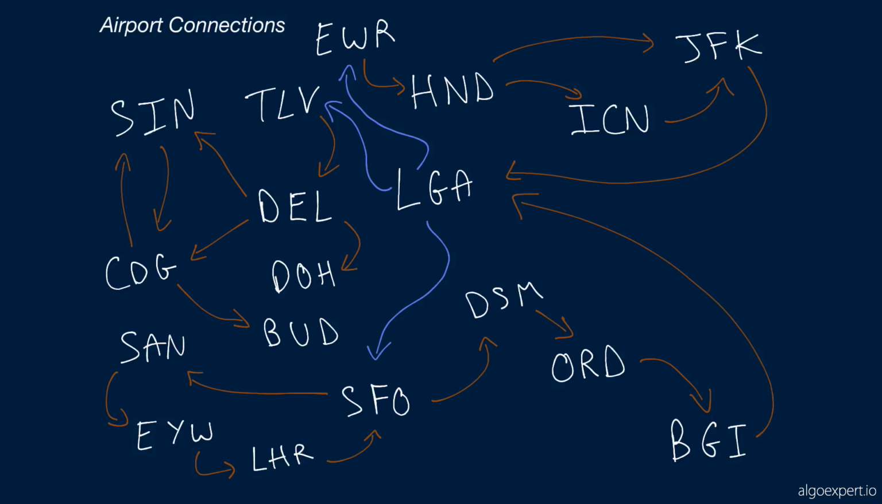And again, for the others, hopefully it's clear, right? If you go to EWR, you can then go to HND, ICN, JFK. If you go to TLV, you can go to DEL, DOH, SIN, CDG, BUD, and so on and so forth. Okay, so let's remove these arrows to give ourselves some space.